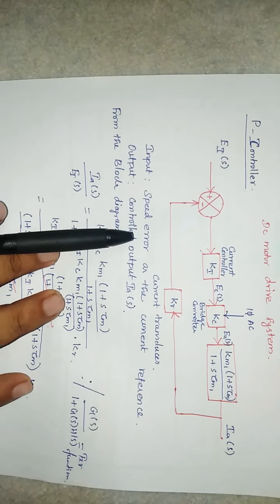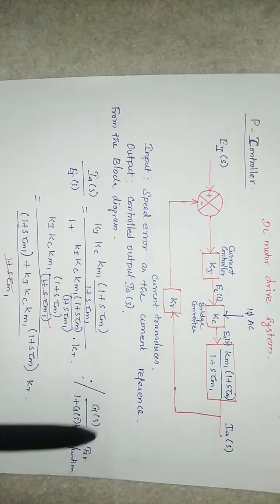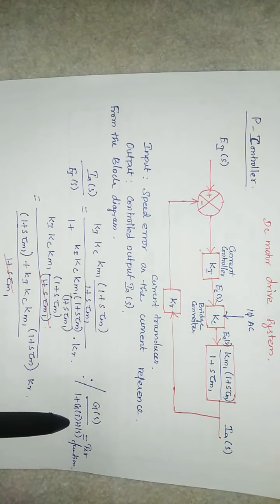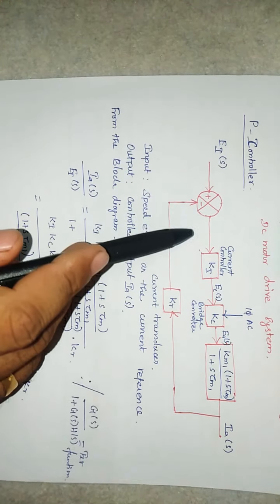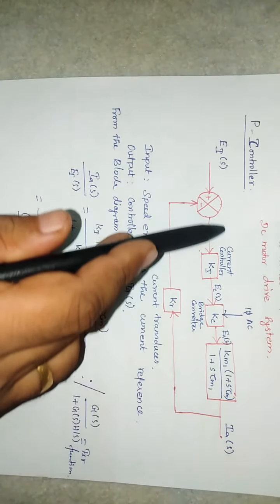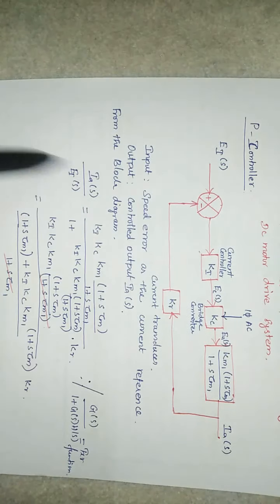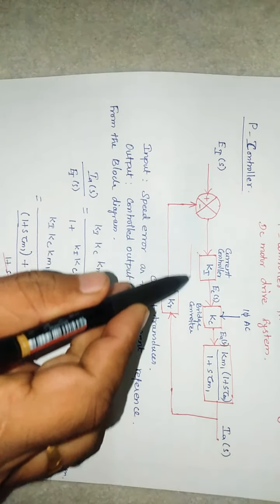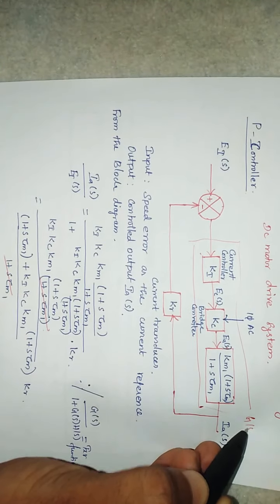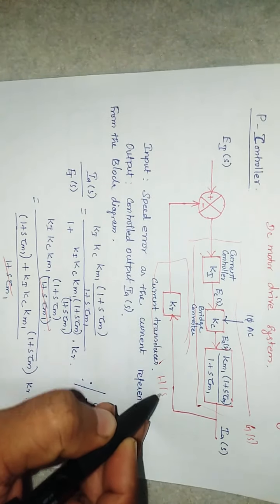If we want to take the transfer function for this diagram, we can identify that the transfer function is equal to G(s) divided by 1 plus G(s)H(s). We take the main flow area as G(s), and the feedback section as H(s).